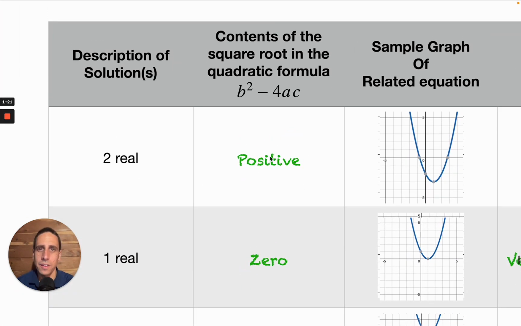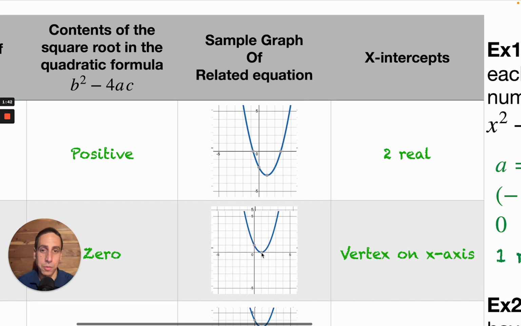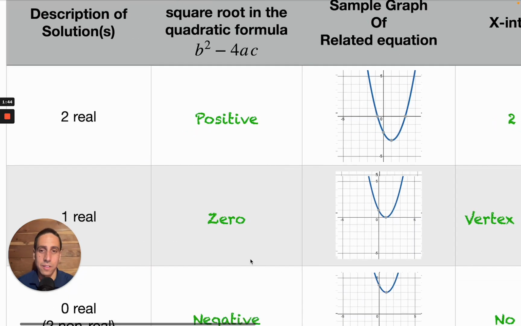Now let's say that the contents of the square root in the quadratic formula were 0. Then it would be x equals negative b plus or minus the square root of 0, which is just 0. So plus or minus 0, it just drops out. It's going to be negative b over 2a. You're going to have one solution. The graph will look like this. It'll have the vertex on the x-axis, and there will be only one solution, and there it is, that vertex.